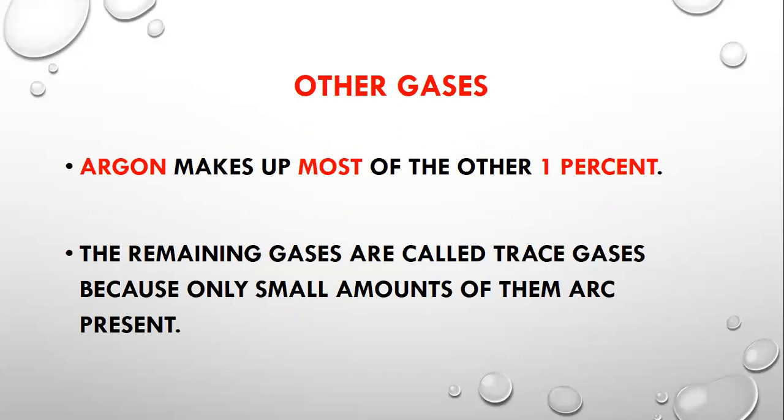Other gases. Argon makes up most of the other 1% of the gases, and the remaining gases are called trace gases because only small amounts of them are present.